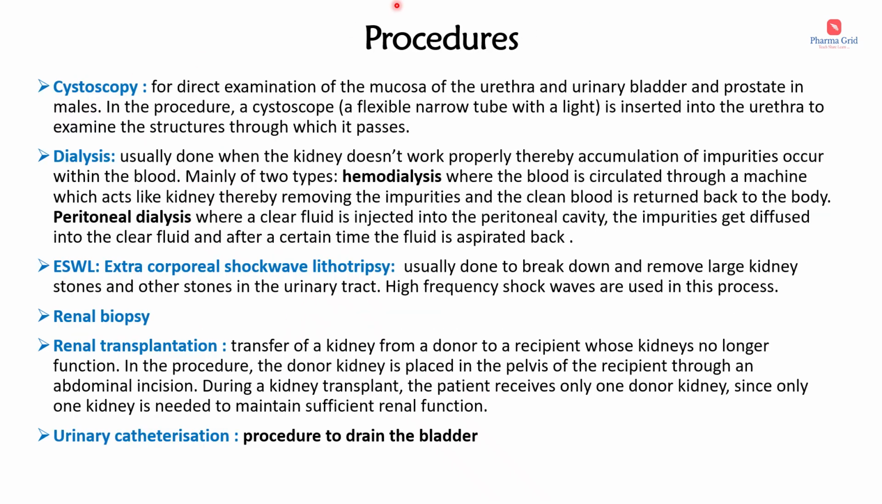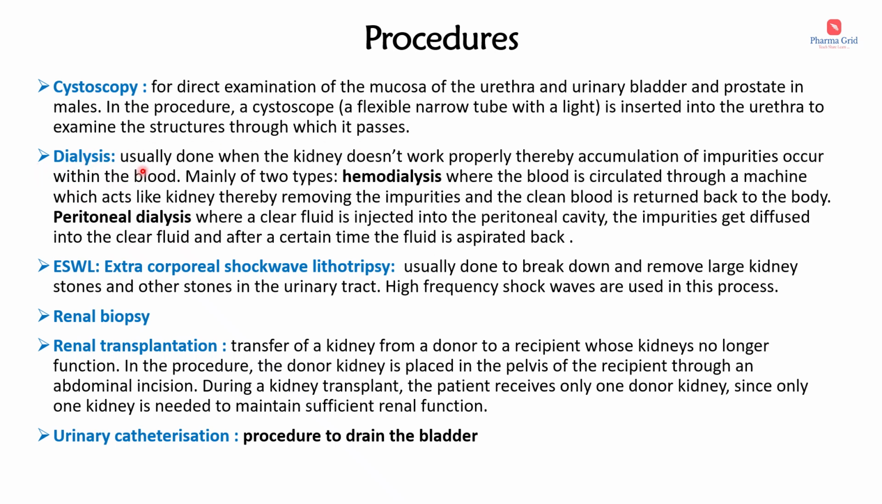So here you can see some of the procedures that come under the urinary system. First, cystoscopy. Scopy means a kind of scope used to visualize or examine. The cystoscope is mainly used for direct examination of the mucosa of the urethra, urinary bladder and prostate in males. In this procedure, a cystoscope, a flexible narrow tube with light, is inserted into the urethra to examine the structures through which it passes.